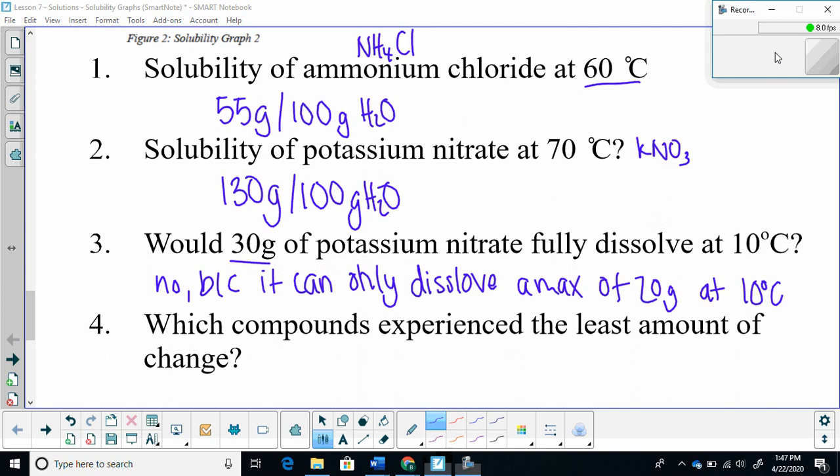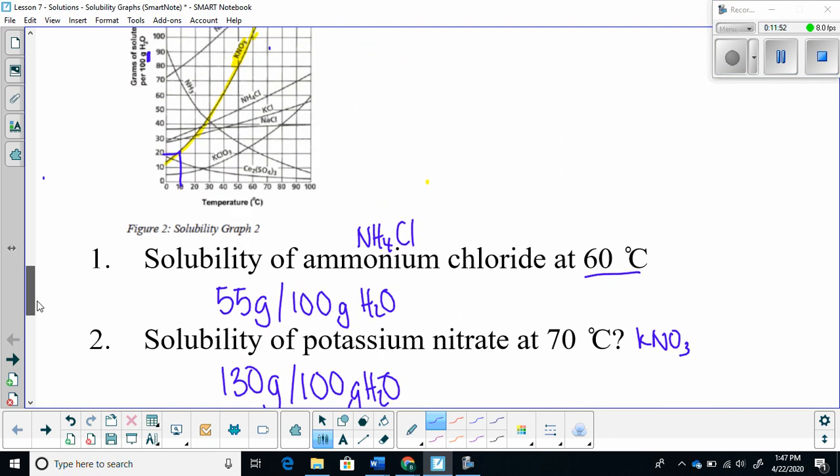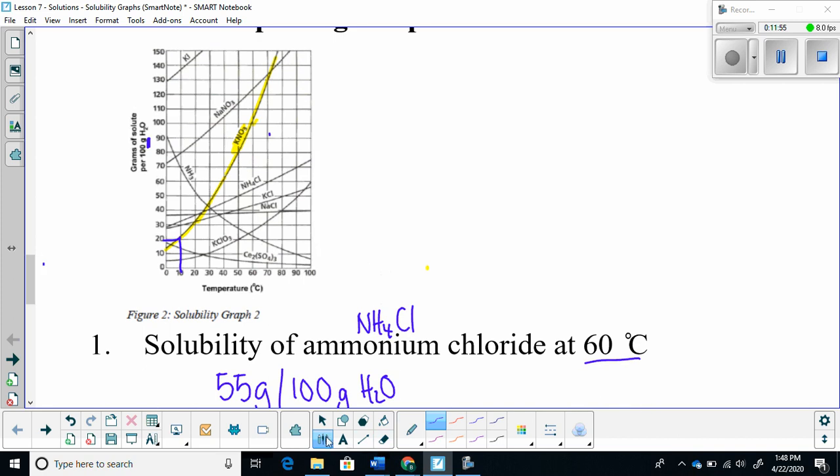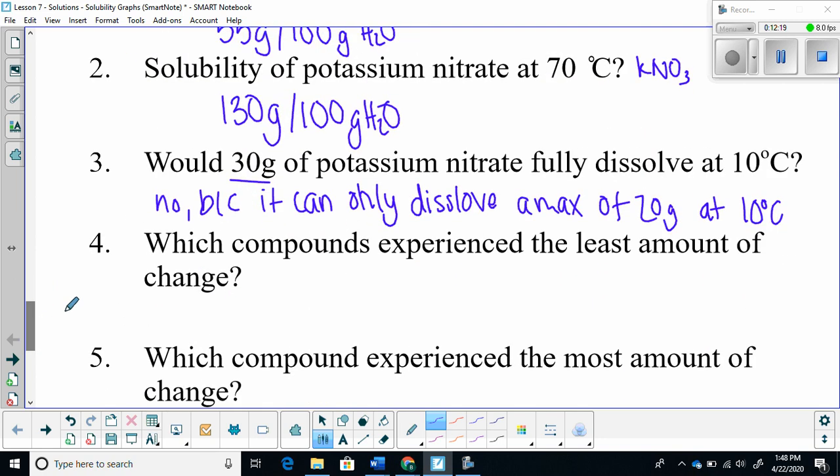undissolved. Okay, the next question is asking us which compound experienced the least amount of change. So when you're looking at a compound that experiences the least amount of change, you're looking for your flattest line. So I'm going to get another highlighter here. We're going to identify our flattest line. I see our flat line, and it's right here. That compound is NaCl. So let's go back down. So sodium chloride is our compound that experiences the least amount of change.